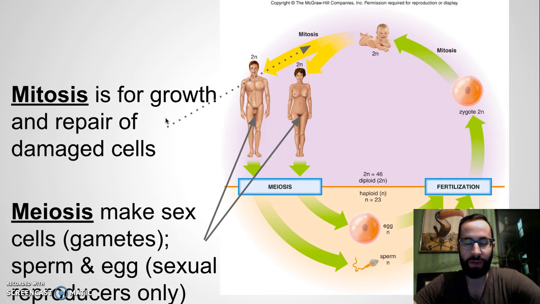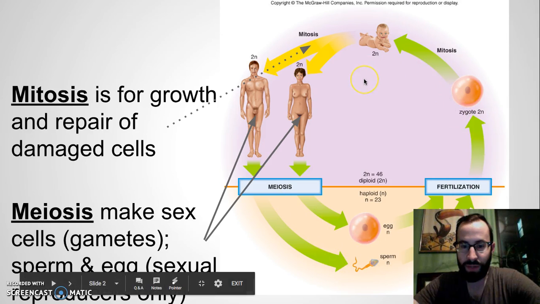Meiosis, on the other hand, is really important in order for us to make our sex cells, which we also call gametes. And as a reminder, gametes are the sperm and the egg. The sperm comes from the testes of the male, and the egg comes from the ovaries of a female. Meiosis only takes place in sexual reproducers. So today we're going to get into how mitosis and meiosis lead to the fertilization and development of humans. All of these different pictures here you'll be able to explain.